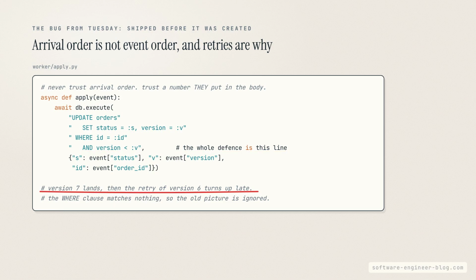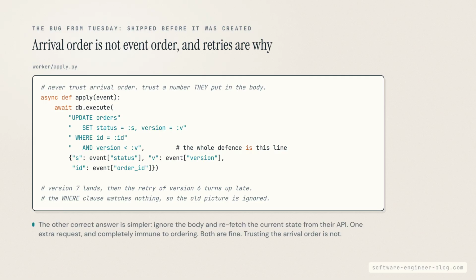Look at the where clause here. Update the row only where the stored version is lower than the one that just arrived. If an old event turns up late, the where clause matches nothing, and it is ignored, quietly and safely. I ran this with 8 processes throwing shuffled versions at the same row, and it always settles on the newest.